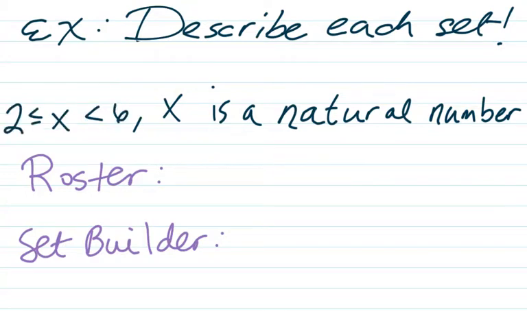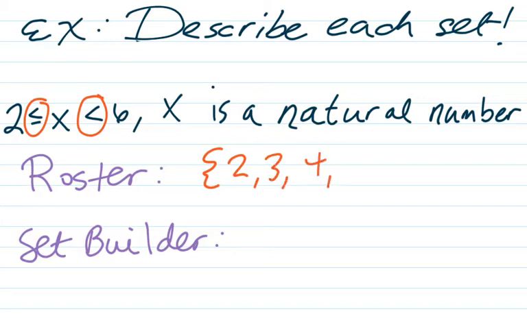Okay, so this is a fun one. We have the set of x's where 2 is less than or equal to x, and x is less than 6. So x is between these values. It includes 2, but it does not include 6. To write this in roster form, we're going to start with 2. It's going to go from 2, 3, 4, 5, but we will not include 6. And that's because of that less than symbol right there.